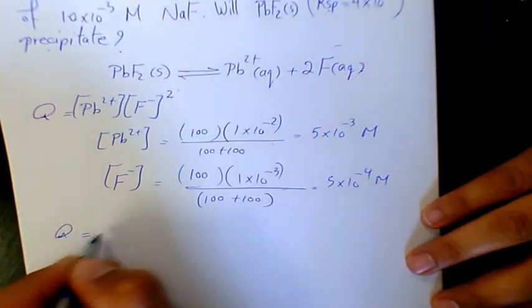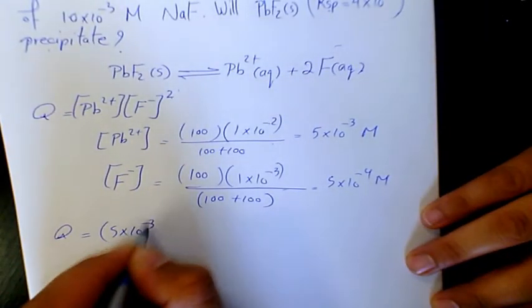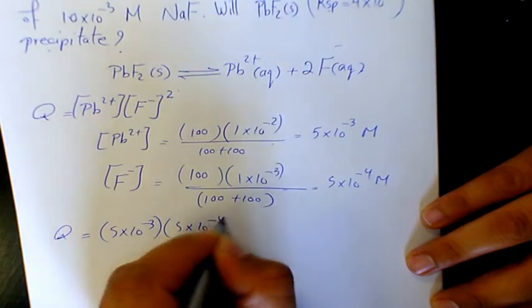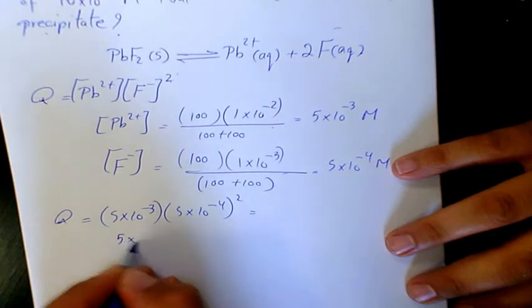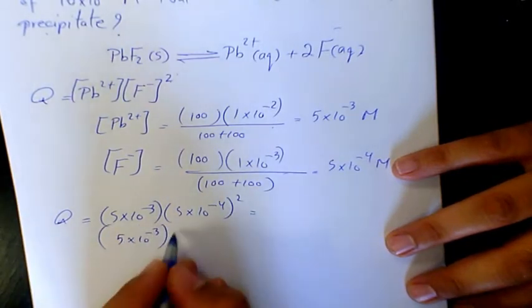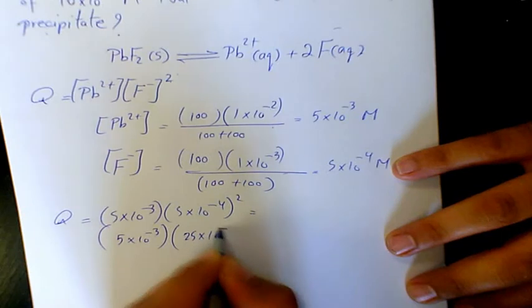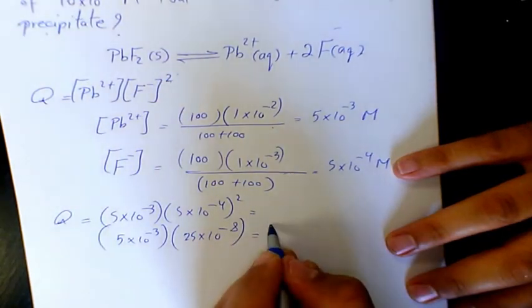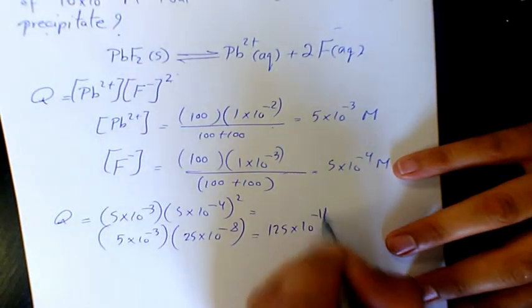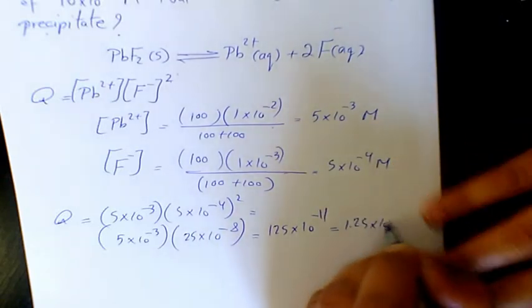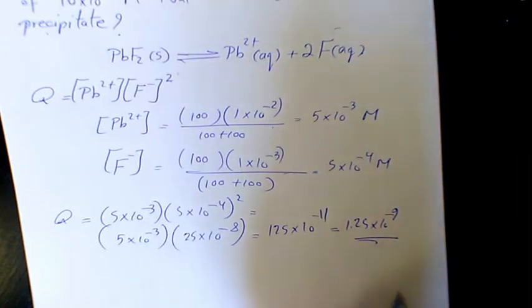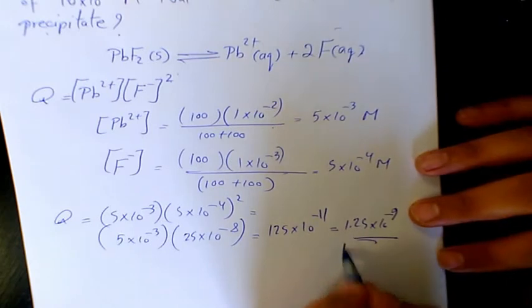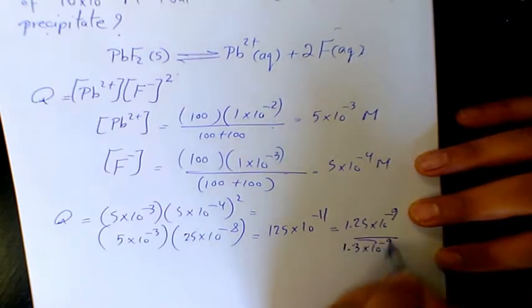So Q will be 5 times 10 to the power of negative 3 times 5 times 10 to the power of negative 4 to the power of 2. So that's going to be 5 times 10 to the power of negative 3 times 25 times 10 to the power of negative 8. That's going to be 125 times 10 to the power of negative 11, or 1.25 times 10 to the power of negative 9, which, if you round it, is going to be 1.3 times 10 to the power of negative 9.